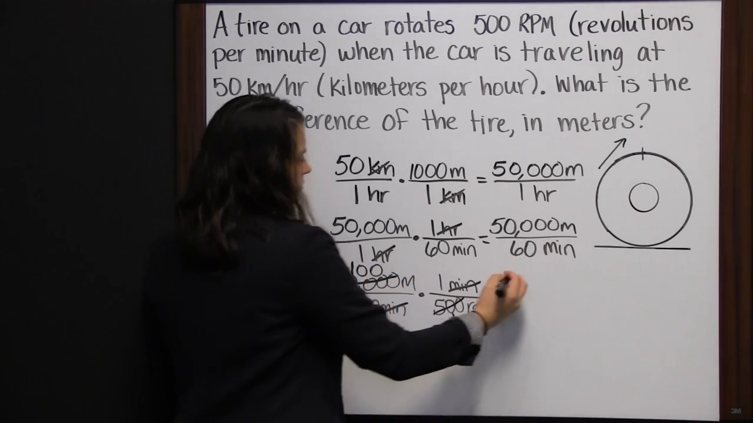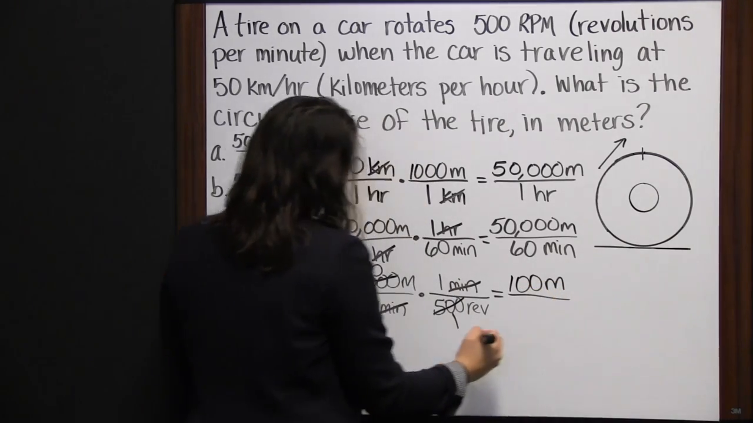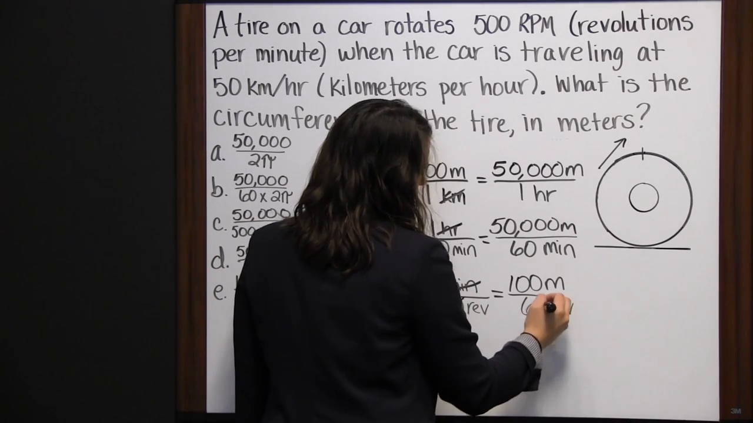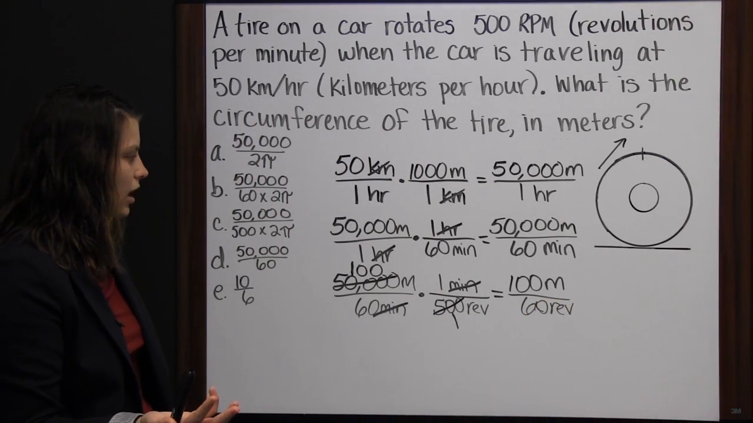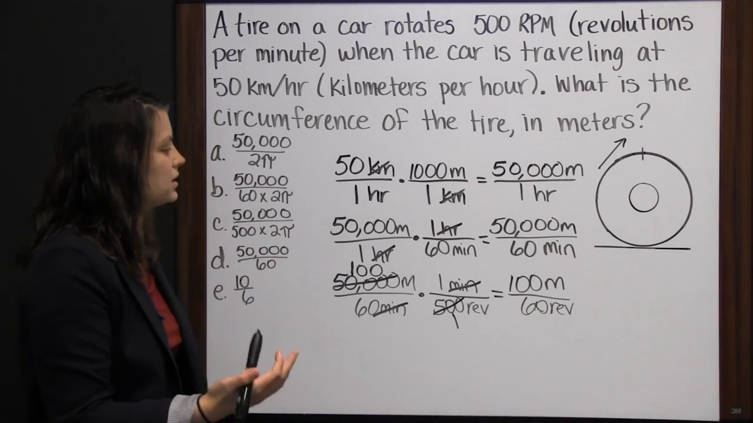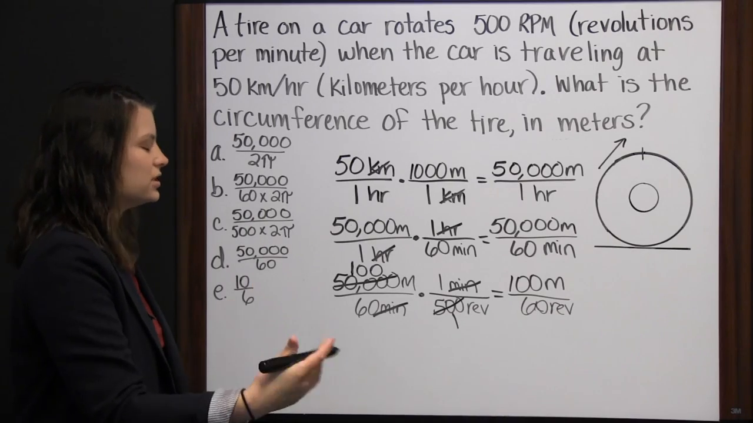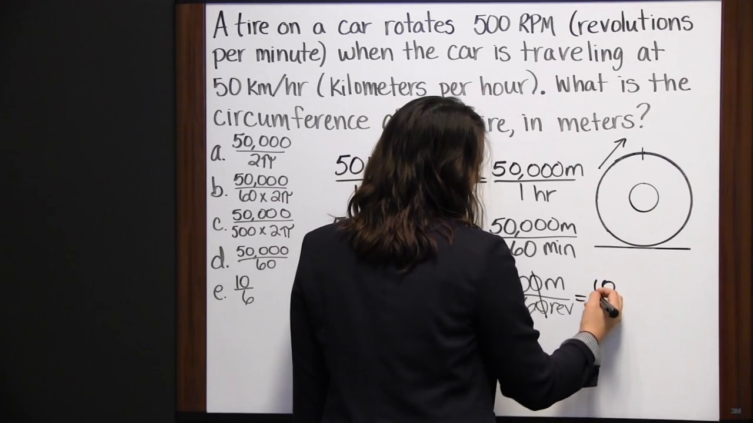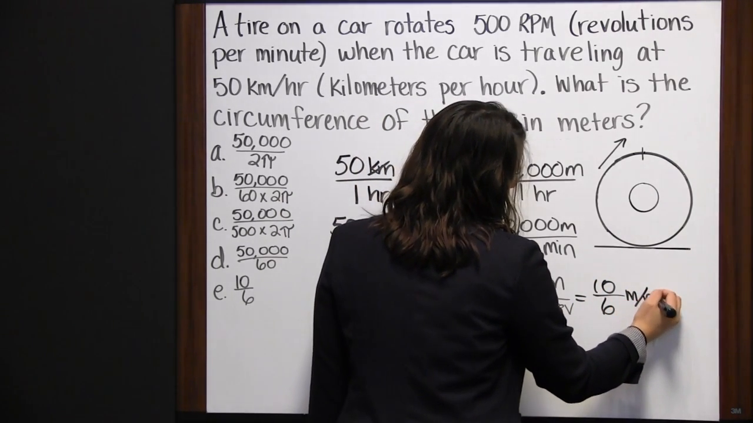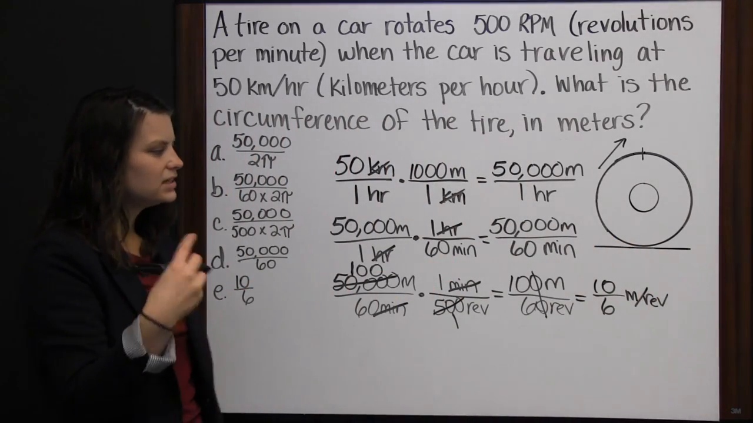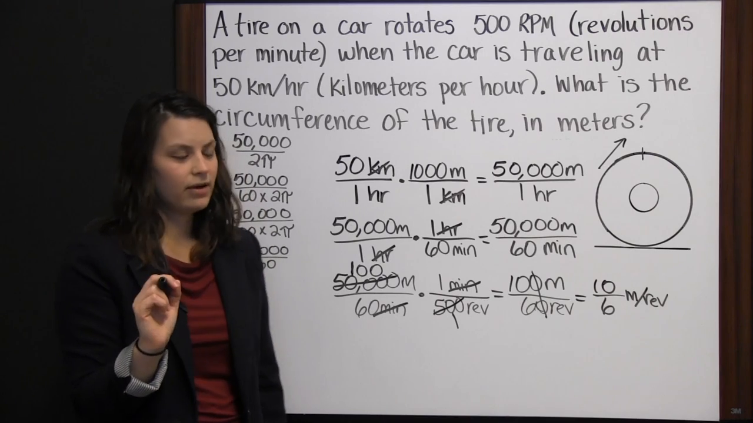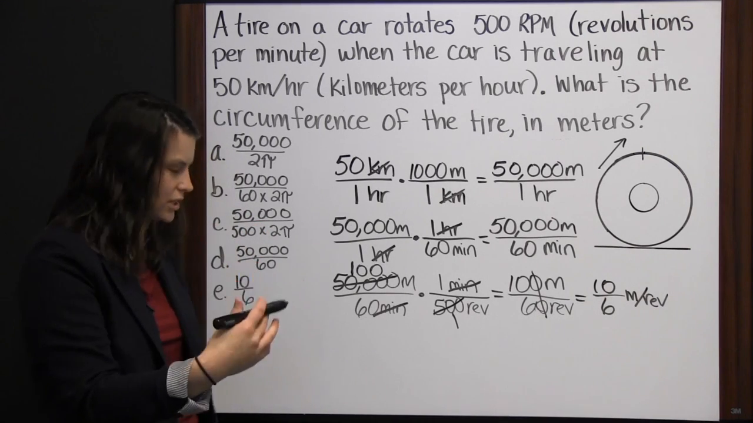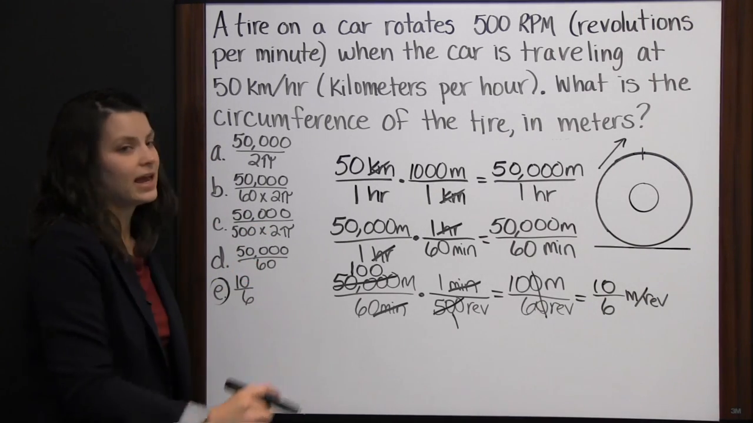So then 100 meters times 1 is 100 meters divided by 60 revolutions. So now I found that it's going 60 revolutions every 100 meters, which I can then simplify by canceling out the zeros, and I get 10/6 meters per revolution. So it goes 10/6 of a meter every revolution. And again, a revolution is one time all the way around the wheel, which is the circumference. So our circumference is 10/6.